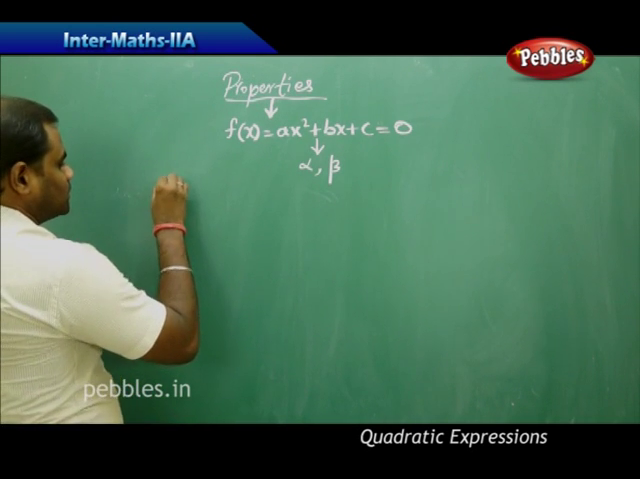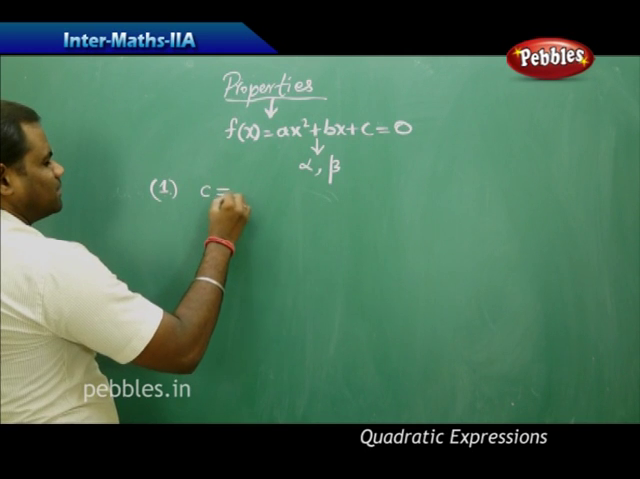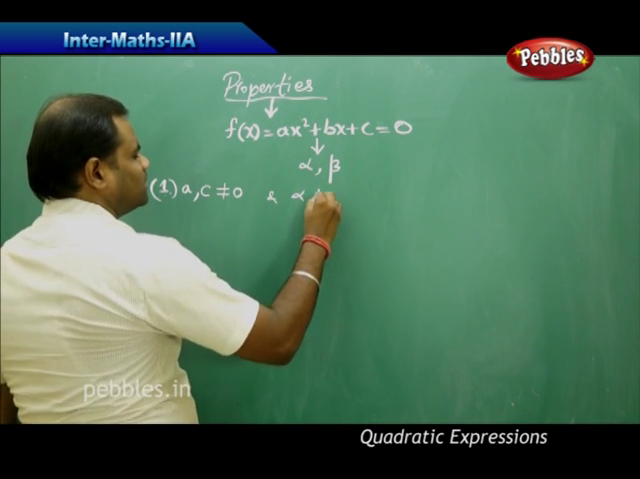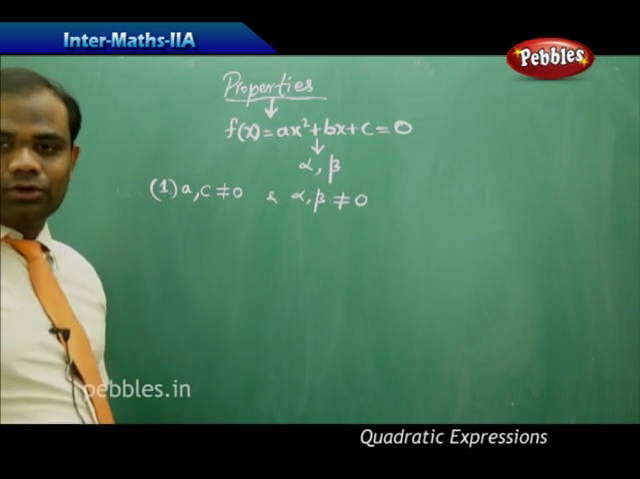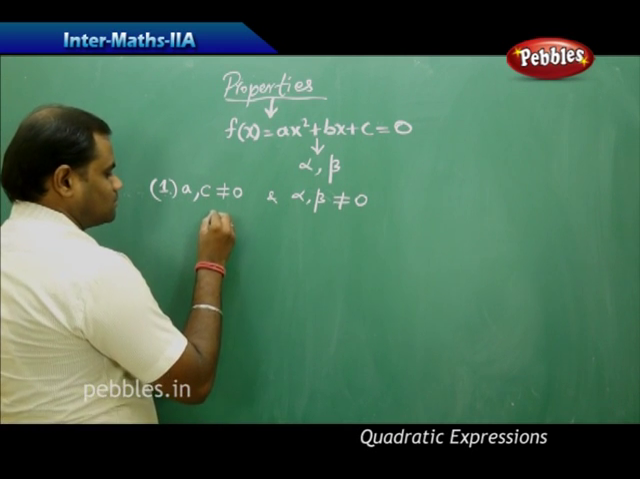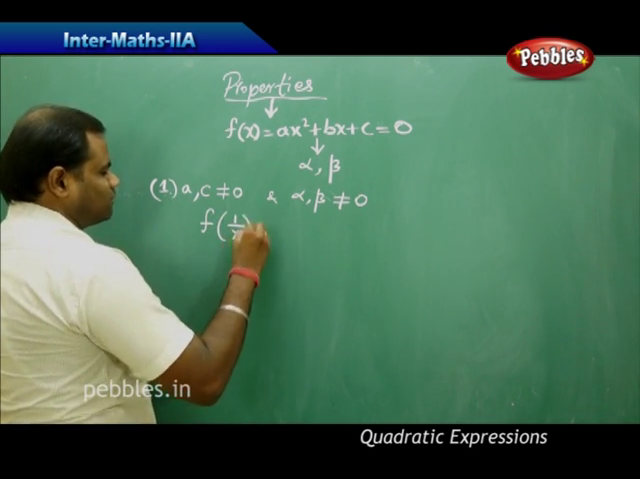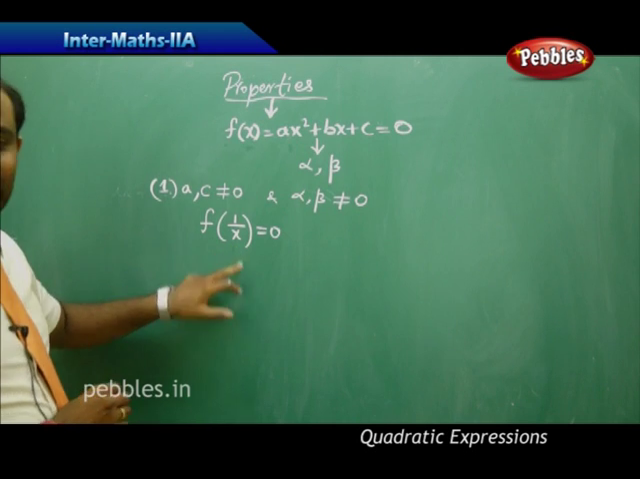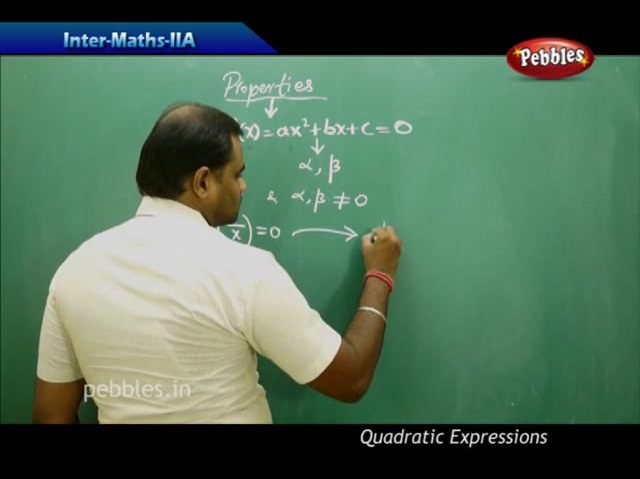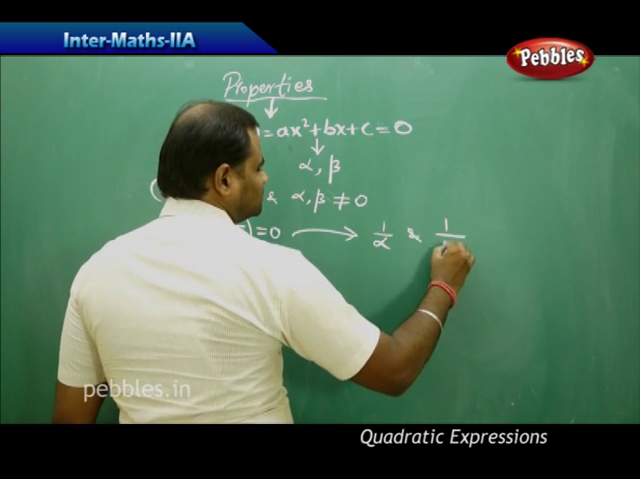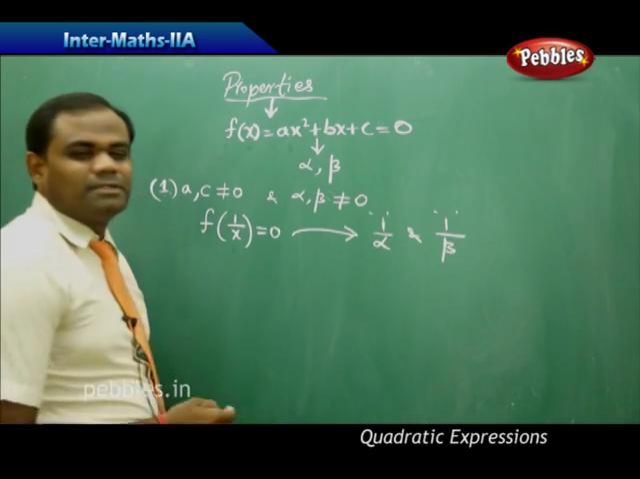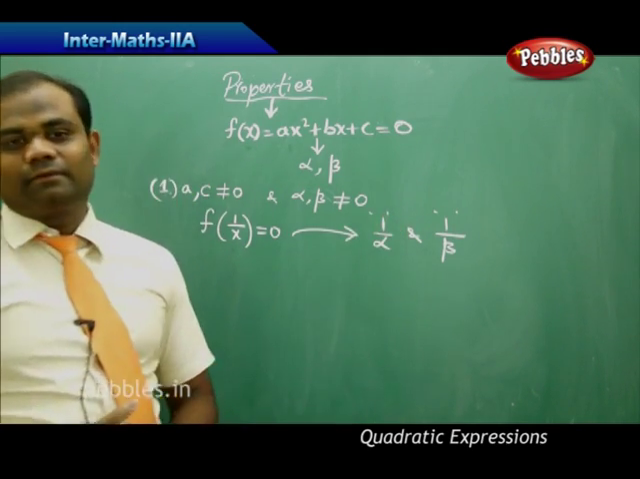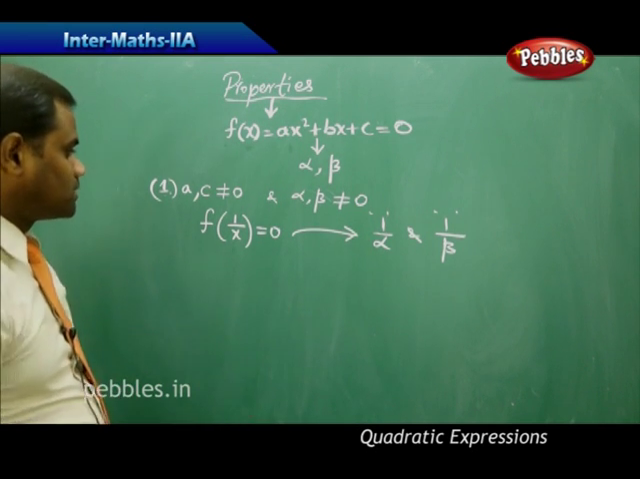Now let me start with the first formula, where I say c is not equal to 0, and of course a is not equal to 0, and alpha and beta are non-zero roots. Then in that case, if I take the function f of 1 by x, for the given function f of x, it will have the roots 1 by alpha and 1 by beta. This is how we understand this property.